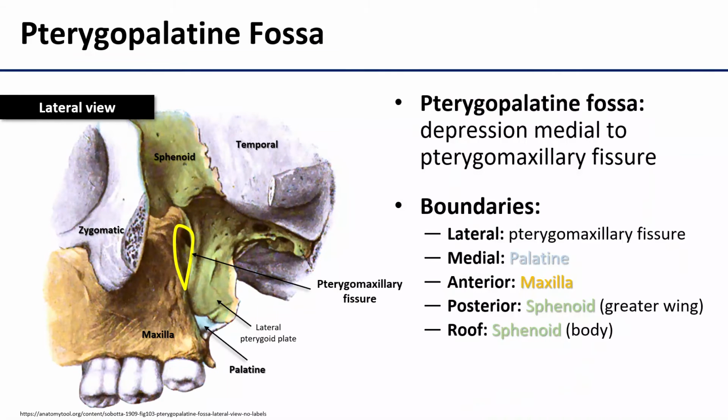The boundaries of the fossa are very similar to those of the Pterygomaxillary Fissure. So we've got the maxilla anteriorly and the greater wing of the sphenoid here posteriorly. But because the fossa is three-dimensional, where that fissure is just two-dimensional, it's also going to have a roof and a medial wall. So the roof is made up by the body of the sphenoid, and the medial wall, which we can't see very well, would be in here, is going to be made up by the palatine bone.